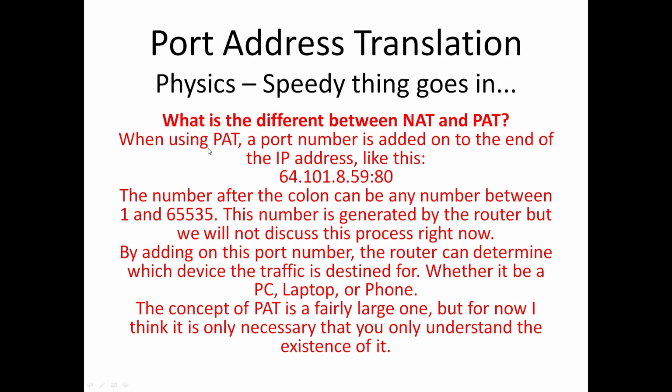When using PAT, a port number is added onto the end of the IP address like this. So we have 64.101.8.59, and then a colon and 80. The number after the colon can be between 1 and 65,535. And that number, for right now, just consider it arbitrary. We're not going to discuss the process of how the port gets chosen. But by adding on this port number, the router can determine which device the traffic is destined for, whether it be the PC, laptop, or phone.